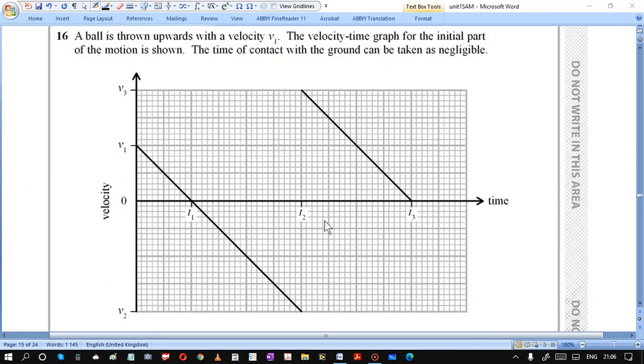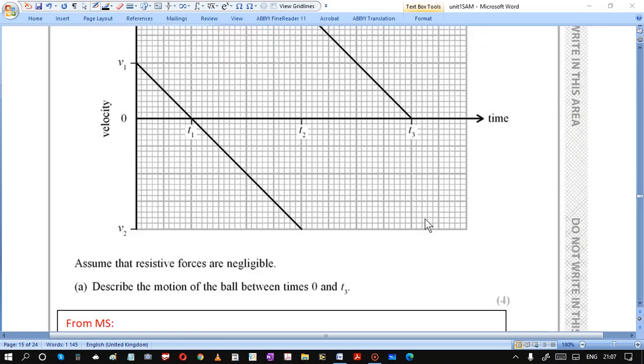A ball is thrown upwards with a velocity v1. The velocity time graph for the initial part of the motion is shown. The time of contact with the ground can be taken as negligible. So what we see here, throw upward, so velocity decreases, reaches 0, then it goes in the opposite direction, speed increases, velocity increases, strikes the ground, changes velocity to opposite, and moves up, so velocity from positive decreases, and finally again reaches the top.